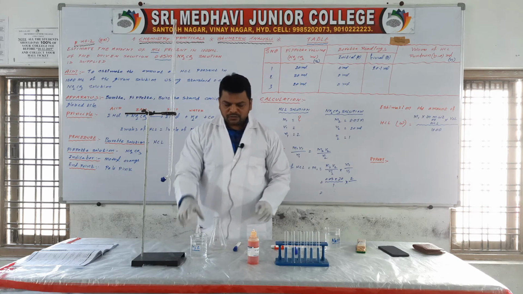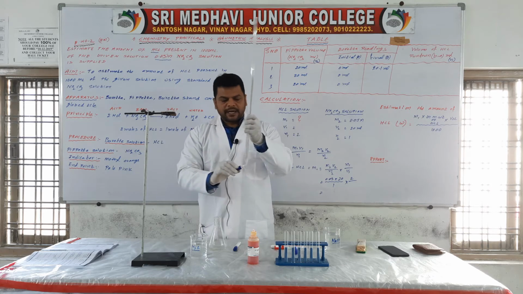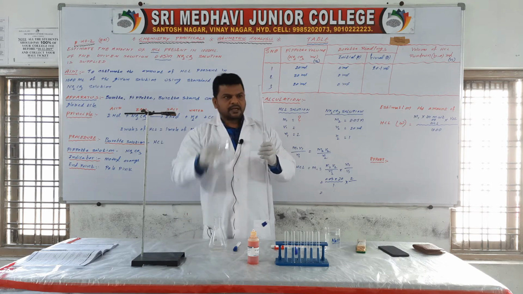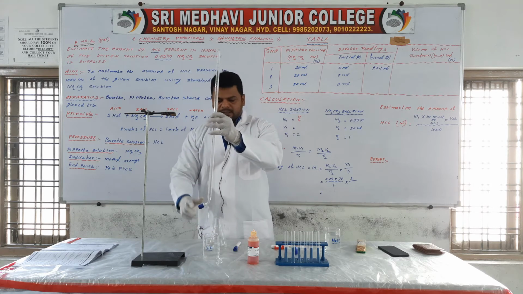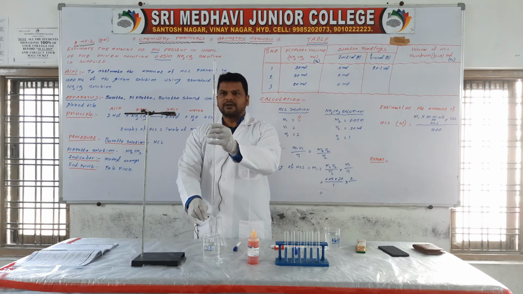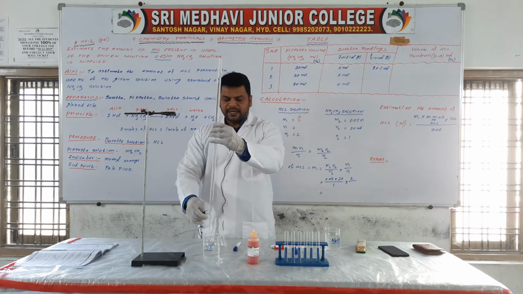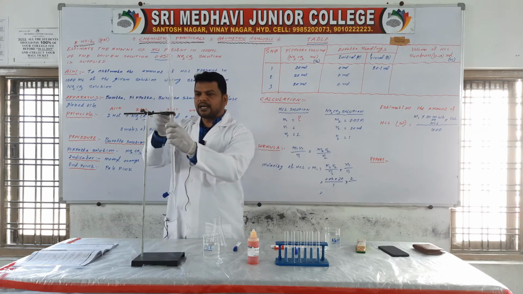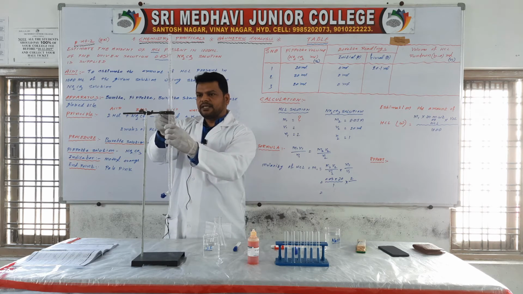So again you have to fill the burette with hydrochloric acid and set the initial reading to 0, like this. Slowly you drop. And then the lower meniscus, you have to take. It is clamped to the stand.